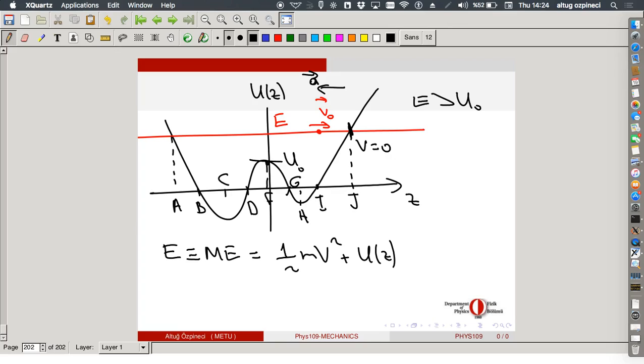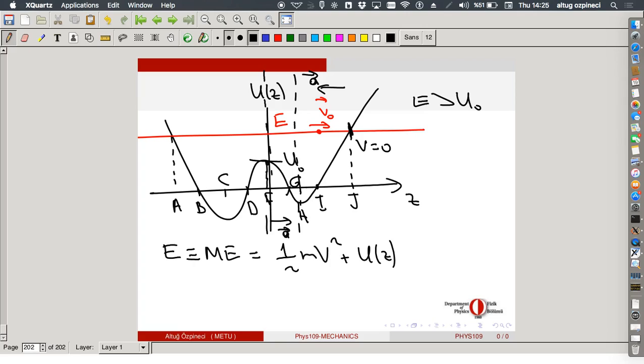If the velocity is changing in that direction, I have an acceleration in that direction. So from the point H to the point F, my acceleration is in this direction. I'm slowing down.